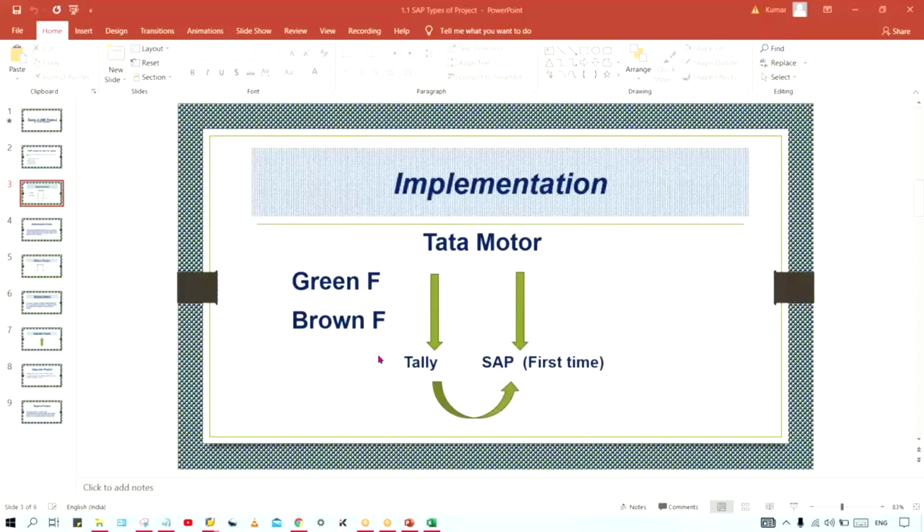So look at here, what is the difference, guys? In brownfield implementation, there is existence of a legacy system. It means the legacy system is going to be replaced by SAP. Whereas in greenfield implementation, there is no legacy system. Is there any other difference, guys? Can anyone explain? Apart from this, can we add any other things in this?